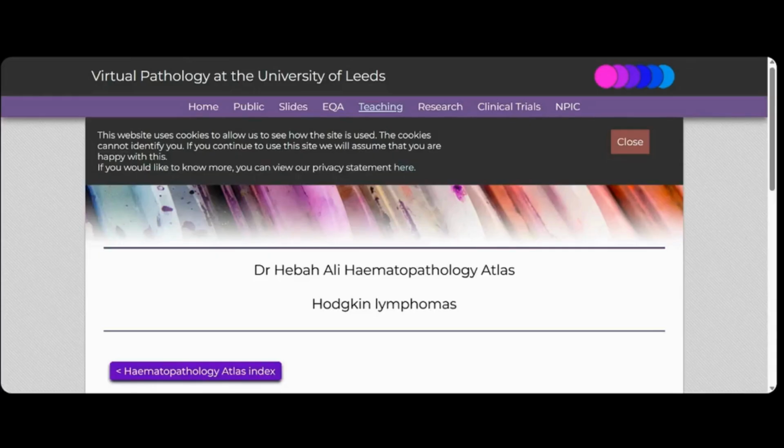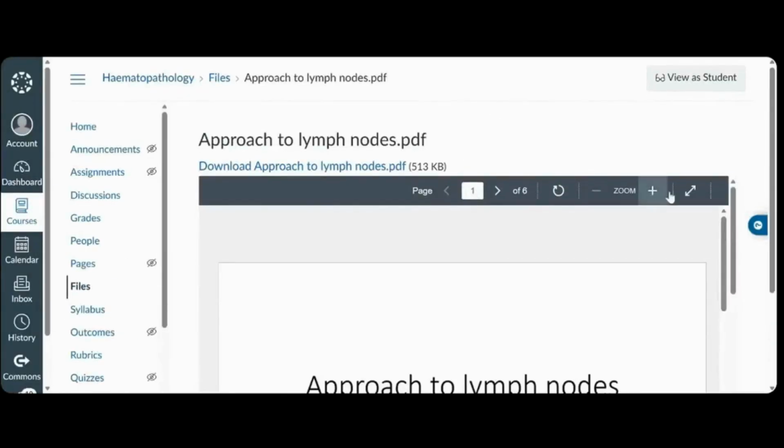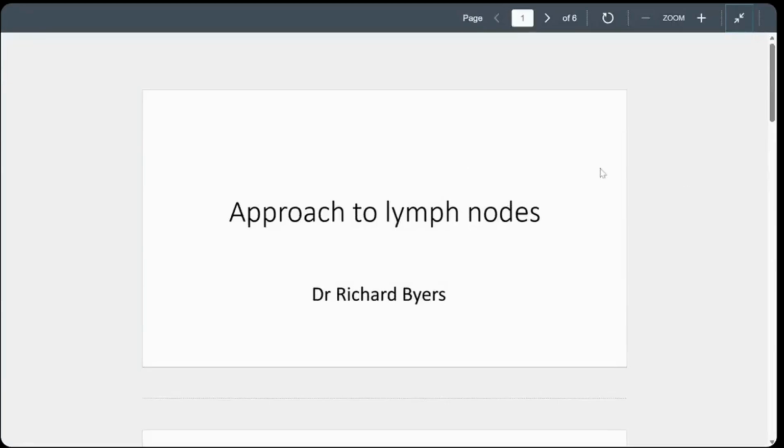So without further ado, I will just start a new share, go back to this. I'm just seeing how it projects. So if anyone could say whether this is projecting at the right magnification, I'm going to go through my simple approach to lymph nodes. And that's the start of this long tour into Haempath. Yep. Okay. Thank you, Sarah.